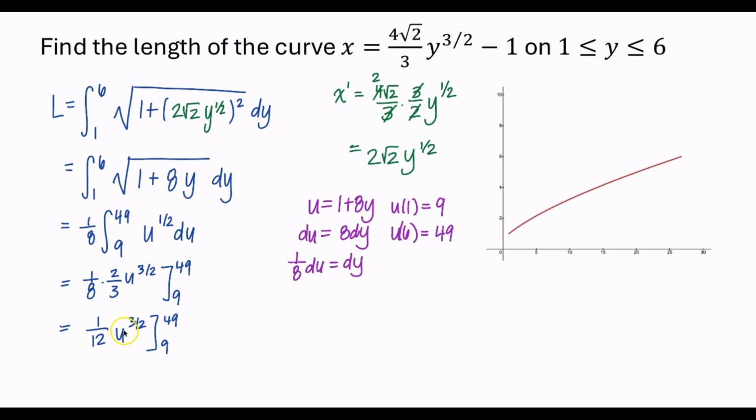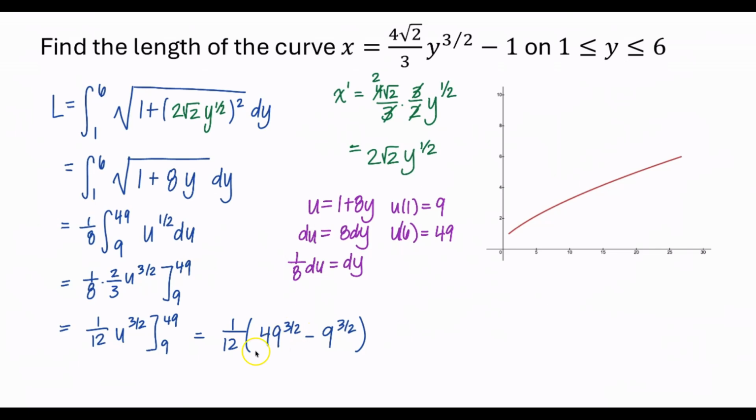So we will substitute in 49, substitute in 9, and subtract those two quantities. So we're looking at, let's leave the 1 over 12 in front. We have 49 to the 3/2 minus 9 to the 3/2. And let's resist the temptation to use a calculator here. So what I'm doing is I'm taking the square root, let's focus on the denominator, the square root of 49, which is 7. So we made it smaller, but then we have to cube it. So 7 cubed is 343.